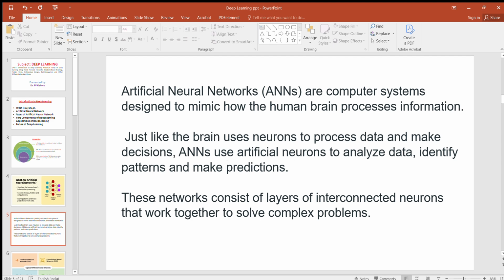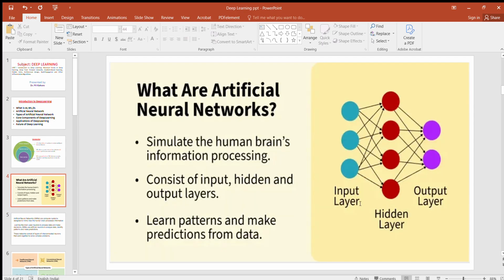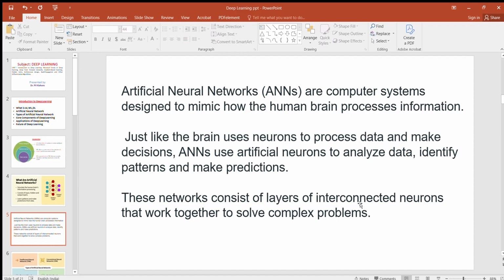Here, these networks consist of layers of interconnected neurons. In an artificial neural network, these neurons are interconnected. Already we have seen the input layer, output layer, and the hidden layer. You can observe the connections, the arrow marks. Arrow marks are nothing but the interconnections. Each and every neuron is connected to all neurons.